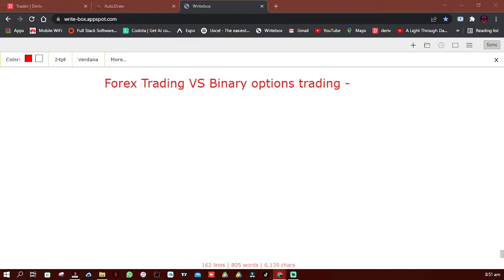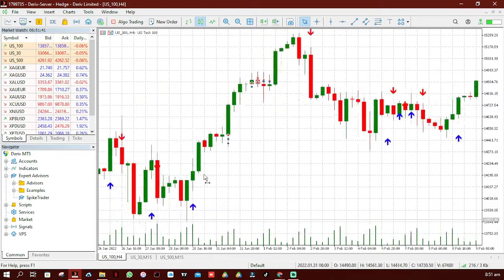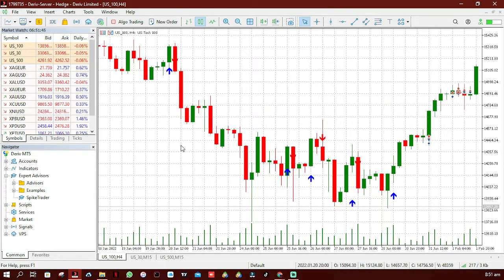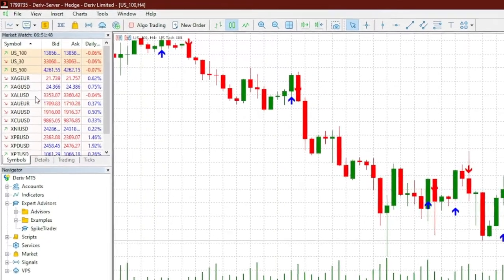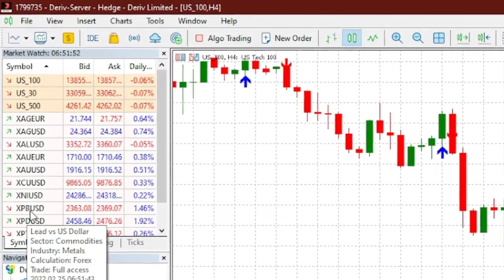So I'm going to start with forex trading. What is forex trading? Well, forex trading always involves selling of one currency in order to buy another. That is why it is quoted in pairs. As you can see on my left hand side, we've got pairs such as GBP/USD.